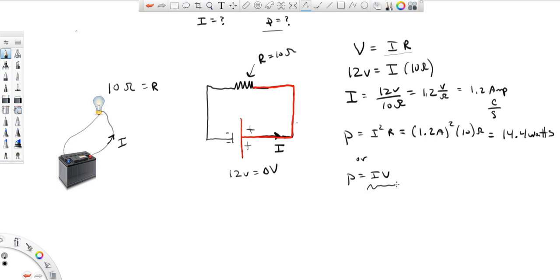So this was just meant to be an introductory example of how to handle very simple DC circuits. I hope that this has helped.